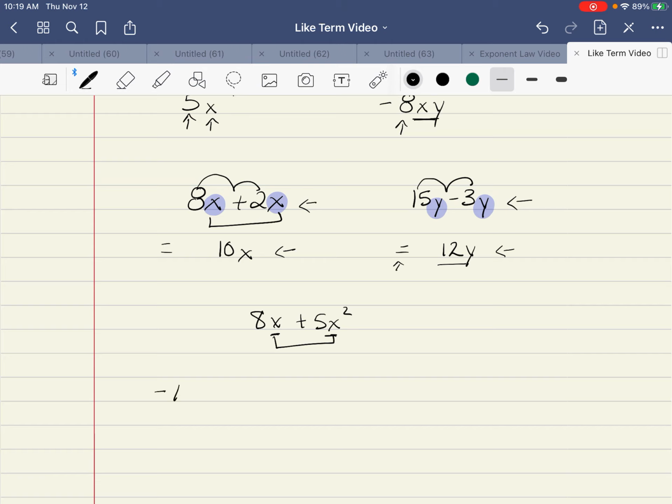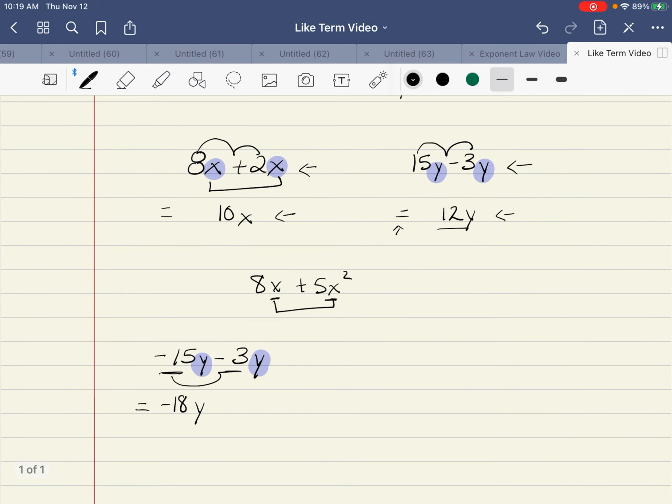Something else that we want to be careful of is the sign of the term. When I look at something like this, yes, they are like terms. They're both y. But we need to be careful, because it's not 15 take away 3, it's minus 15 take away 3. If you use your calculator for that, that's fine. If you use a number line for that, that's fine. What you've got to be careful of is that the sign in front of the term goes with that term.